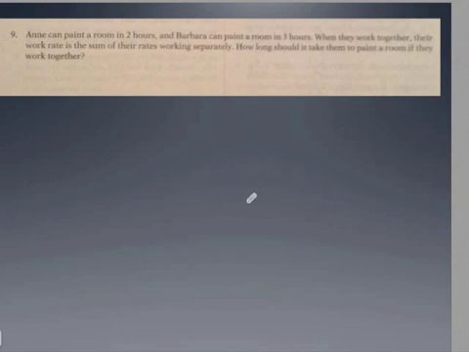Another type of rates problem is that you can have two people paint a room. Here, Ann takes 2 hours to paint a room, and Barbara can paint the room in 3 hours. When they work together, their work rate is the sum of the rates working separately. How long will it take for them to paint the room if they work together? So let's figure out the combined rate first. And once we know the combined rate, we can, by ratios and proportions, answer the question.